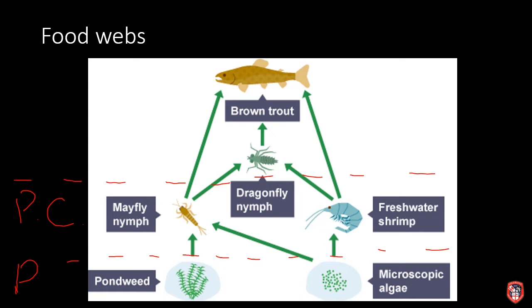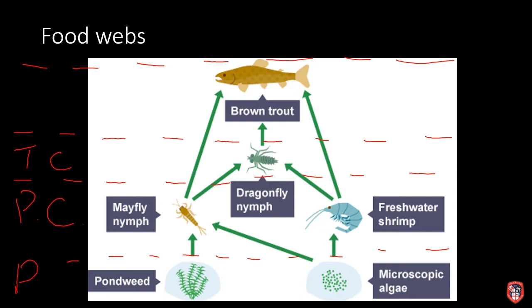Now after that you have the third level, the tertiary consumer, and that's going to be here. And then at the very top, we have what we call our quaternary consumer, or we can simply call it the top consumer. So this can be called top consumer here.